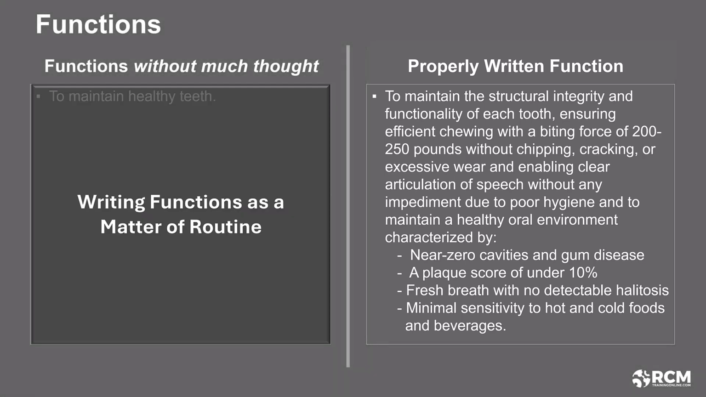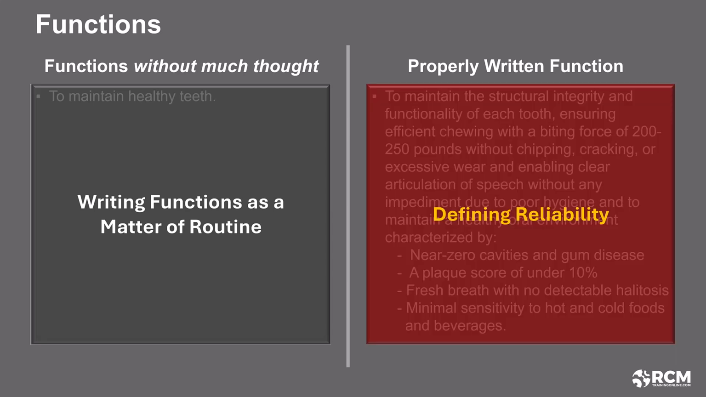So you can see in the first function that that's just writing functions as a matter of routine. It really doesn't set any kind of a goal for our equipment. But in the primary function that we just read, you can see there we have actually defined the reliability that Johnny Chomper needs from his teeth.